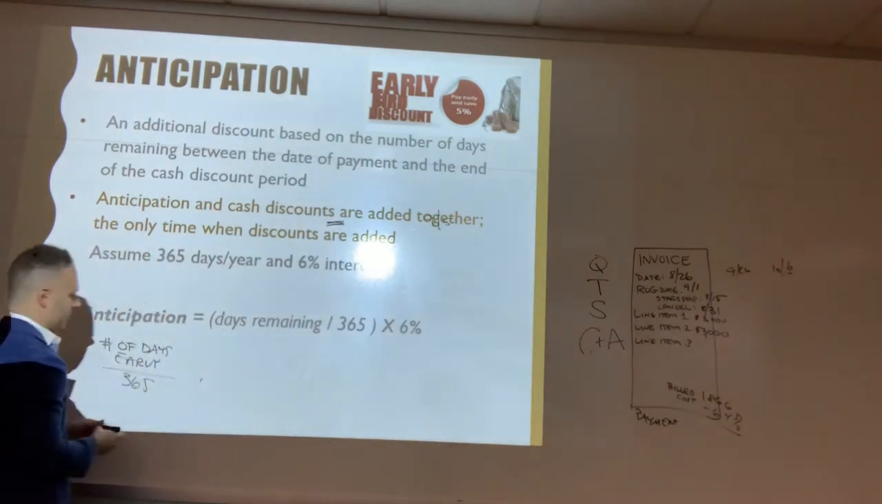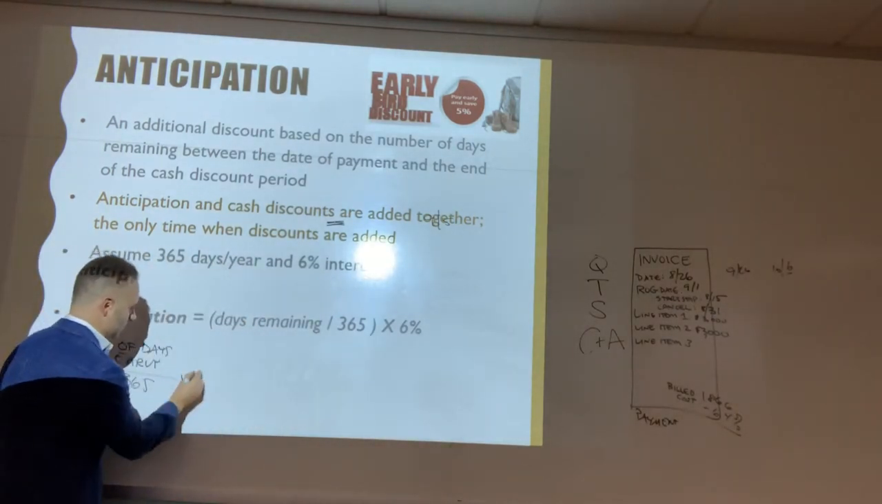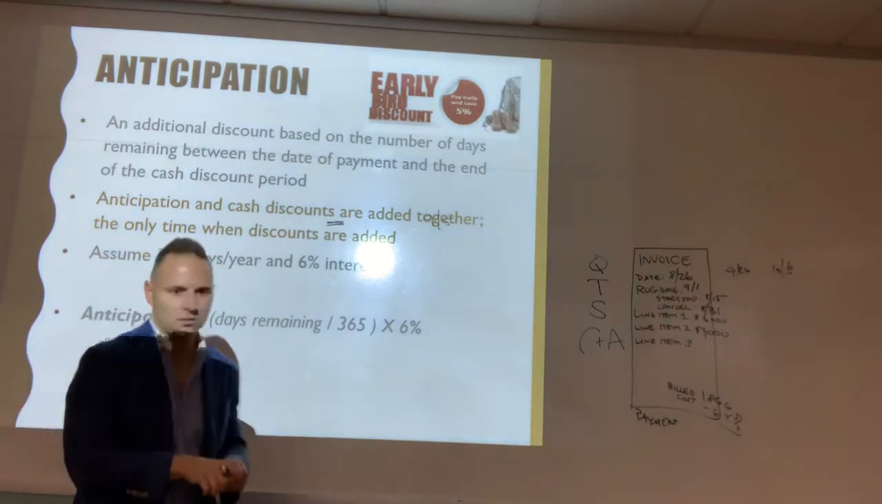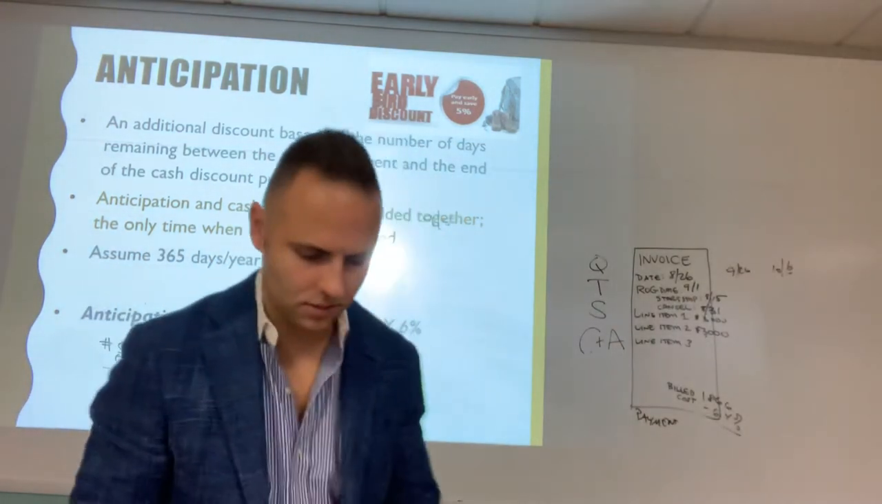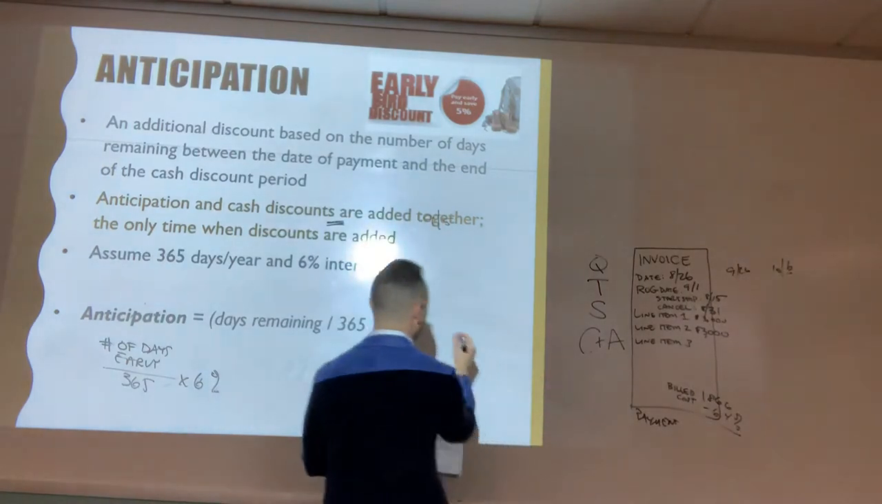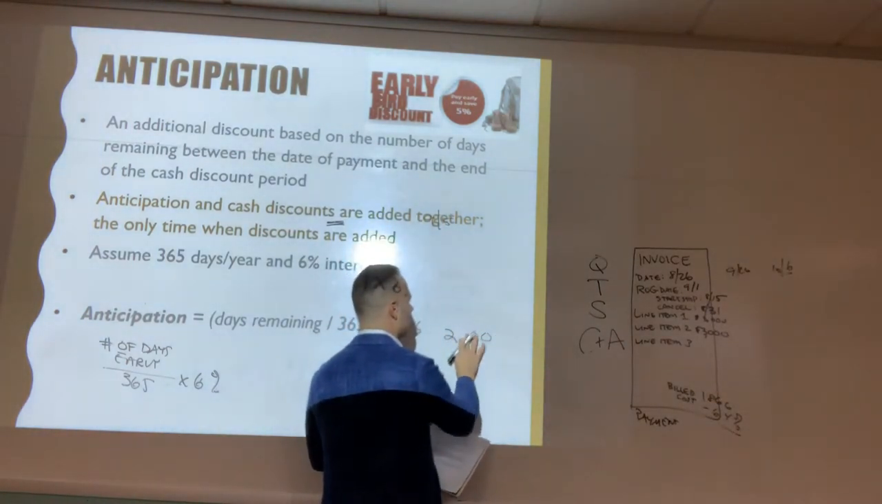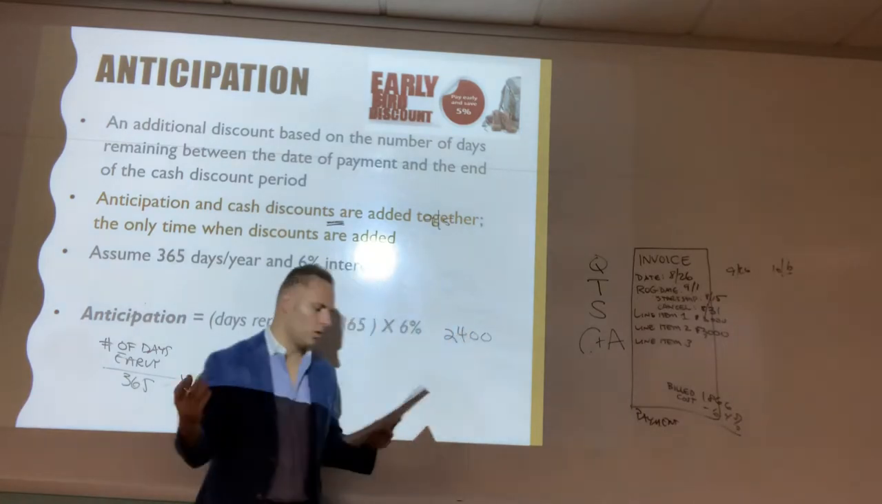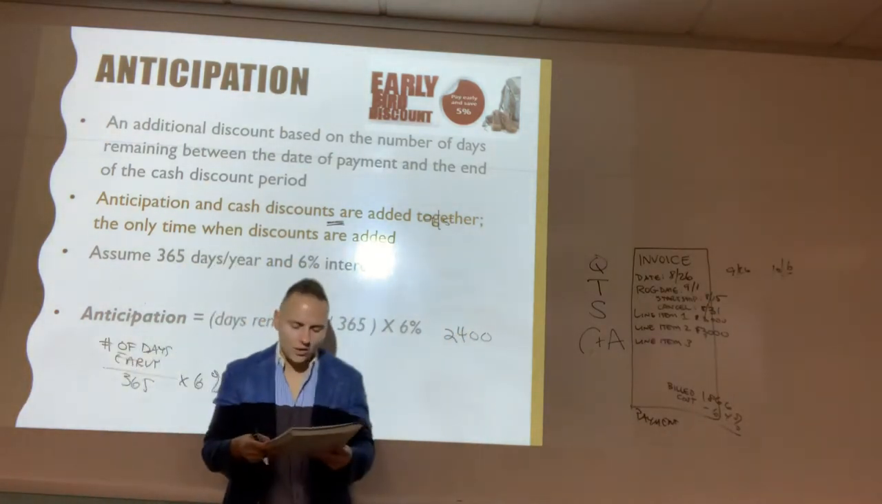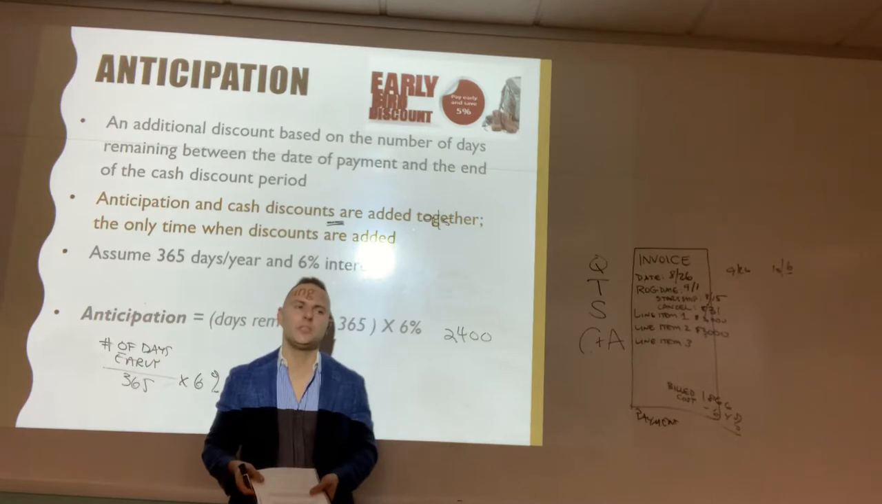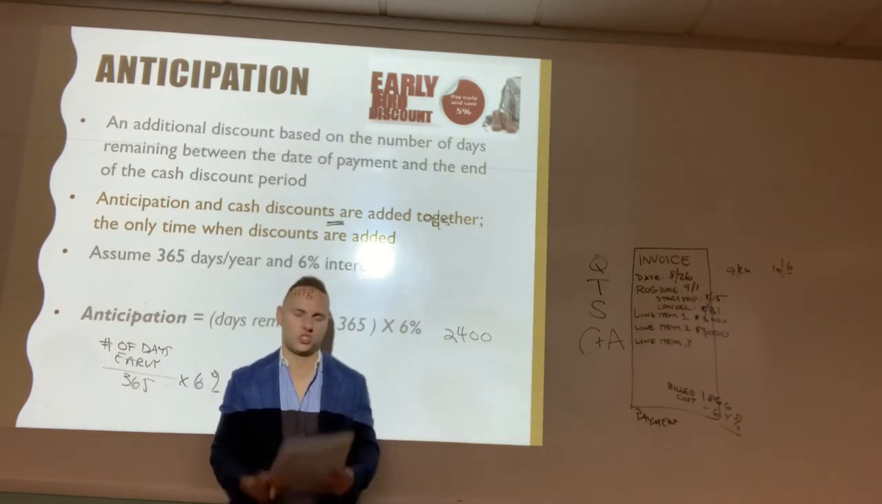Up on my board. Okay, so how much is our invoice? $2,500? $2,400. Got it. Okay, everybody cool? 48 times 50, right? Okay, now do me a favor. Will you label these? This is a poorly written question, okay?